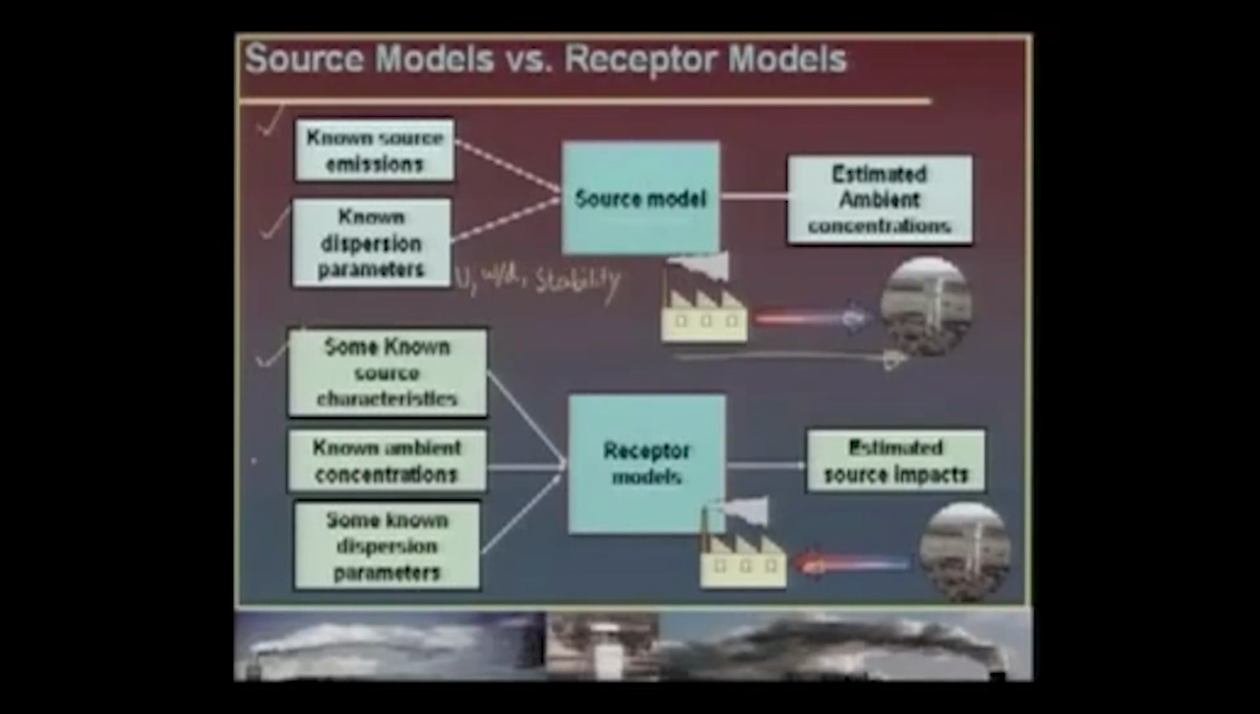Then we also need to know the measurements which we have done in the field, the known ambient concentration. This is essentially referring to the measurements here. And if you know some dispersion parameters, it is not compulsory, but then you can also do the interpretation in a better way. So henceforth the focus will be on receptor modeling, which will be something from here to here.